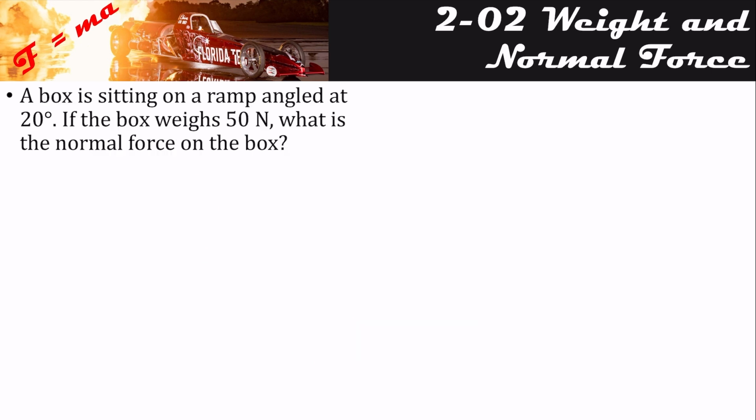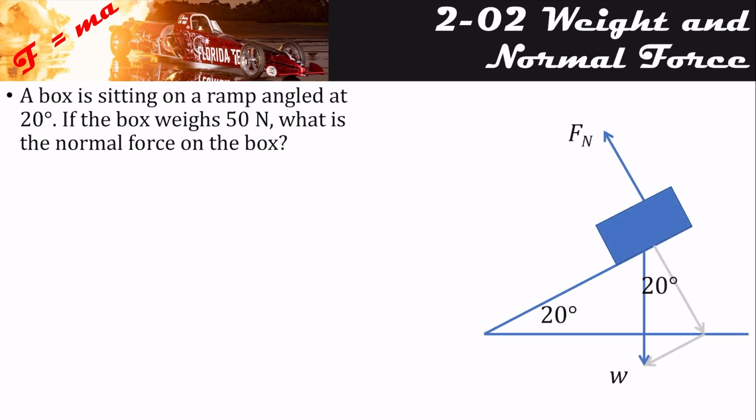A box is sitting on a ramp angled at 20 degrees. The box weighs 50 newtons. What is the normal force on the box? So here I have my box sitting on my ramp. The normal force is always perpendicular, but the weight is going to be pulling straight down.